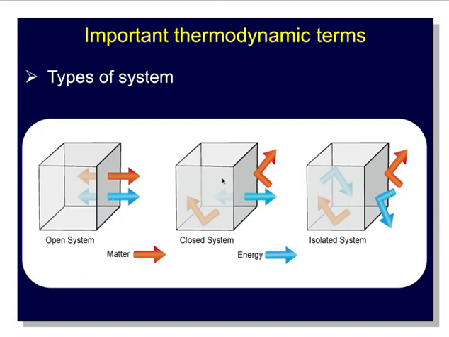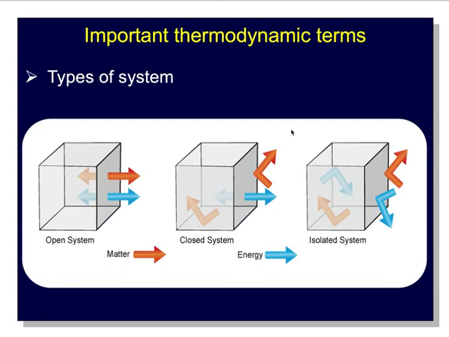Whereas in case of a closed system, energy can come out and get in, but matter cannot get in, matter cannot come out. And the third one is an isolated system, where neither the energy nor the matter can get in or come out of the system. So that is a pictorial representation of the three types of thermodynamic systems: open, closed and isolated systems.